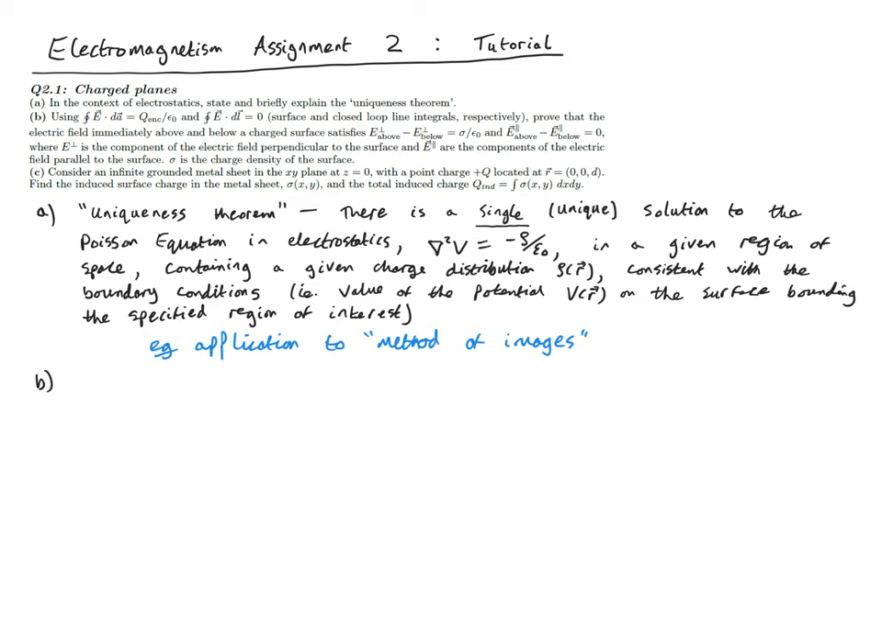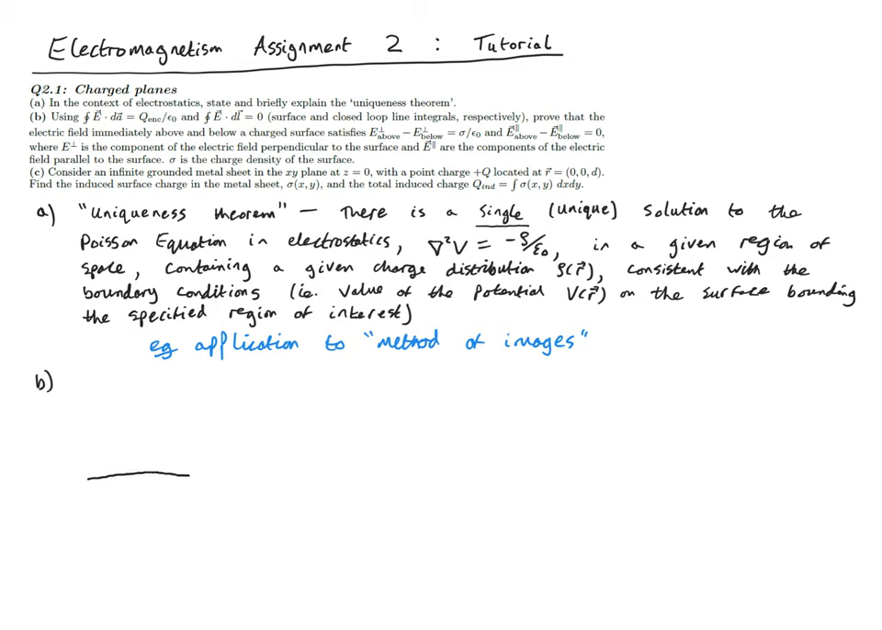Okay, so we're given Gauss's law, that's the electric field flux through some vector area bounding a particular volume is equal to the charge enclosed inside that volume divided by epsilon naught. And we're asked to show, using this equation, that the electric field immediately above and below a charged surface undergoes a discontinuity which is proportional to the charge density in the surface. Okay, so we're asked to prove this.